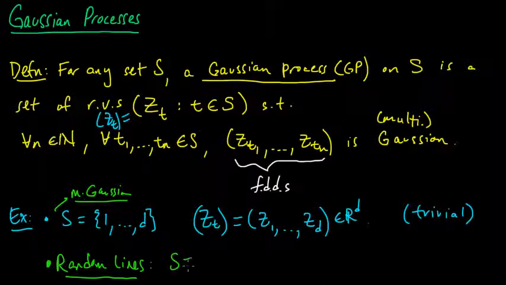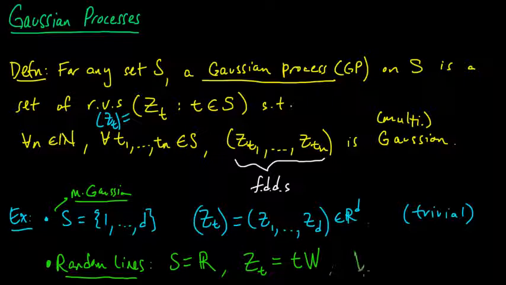So for this second example, we'll take S to be the real numbers. So we're going to have an uncountable collection of random variables here. So now things are starting to get interesting. And we'll define Z_t to be t times W, where W is, let's say, just a normal random variable with zero mean and unit variance. So it's just a standard normal random variable. So this is just in R.